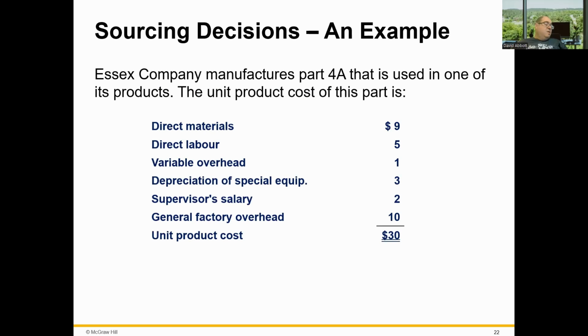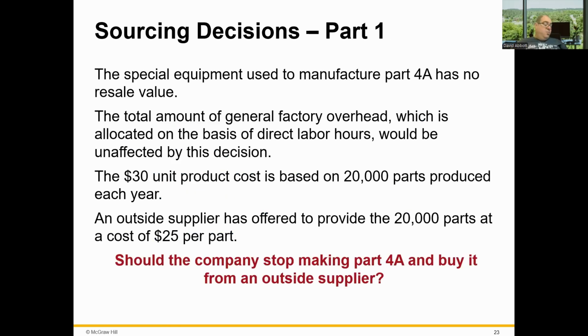So we'll look at an example. Sourcing decisions, an example. Assume that Essex company currently manufactures part 4A with a unit product cost as shown. So the product cost is $30 for that part. Now, please also assume the following information in respect to part 4A. Given these additional assumptions, should Essex stop making part 4A or buy from an outside supplier?